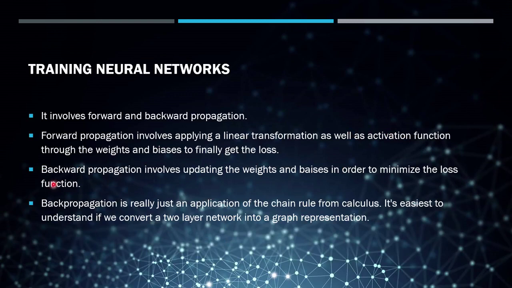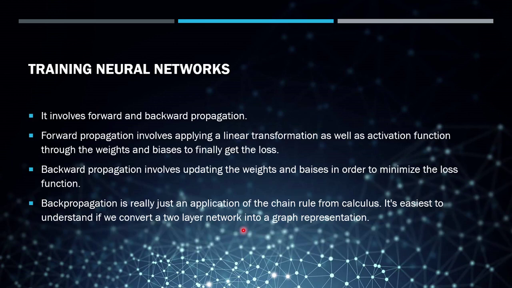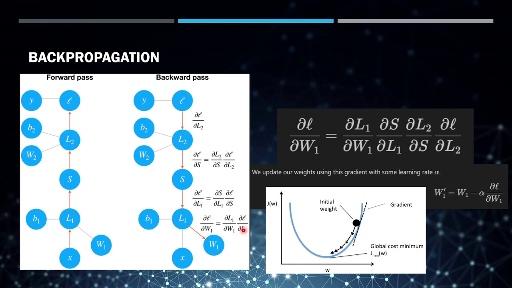Backpropagation, if you see, is really just an application of the chain rule from calculus. It is easiest to understand if we convert this two-layer network into a graph representation, which we are going to see just now. You can find the backpropagation algorithm in many neural network books on the internet. It would look really scary, but it is quite simple to understand if you see it in this way.